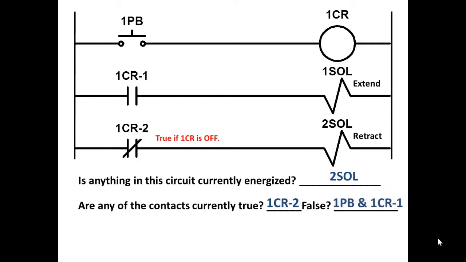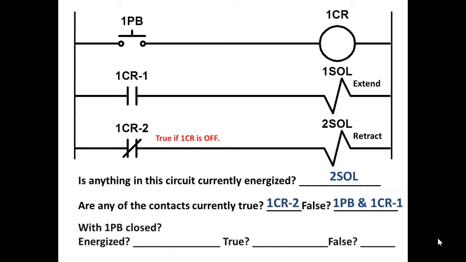Push button 1 and 1CR-1. They're both normally open, and right now they're open. No one's pushing the button. The relay is de-energized, so 1CR-1, normally open, is open. So it's false.